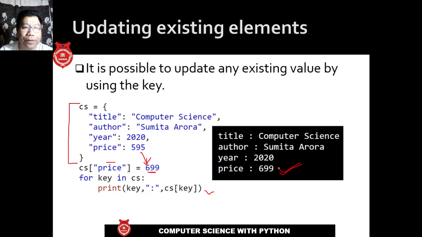In this way we can change the year, we can change the author, we can change the title. So a dictionary is mutable and very, very easy to use.